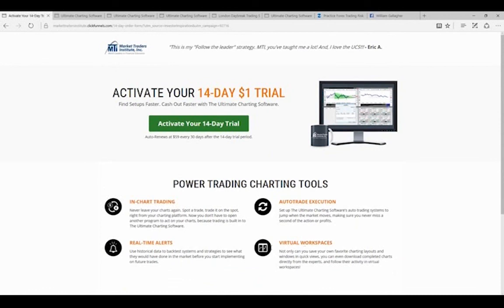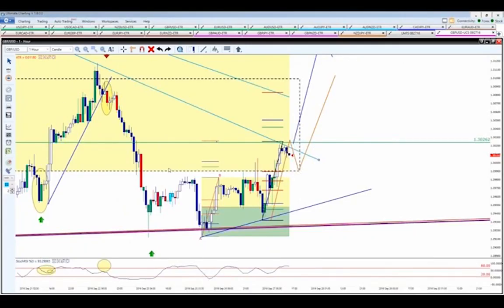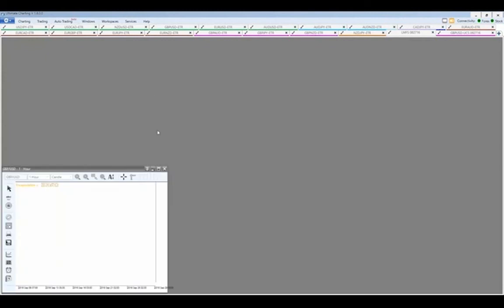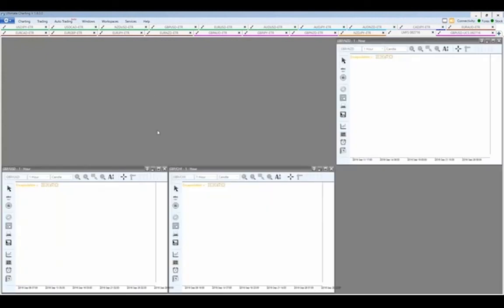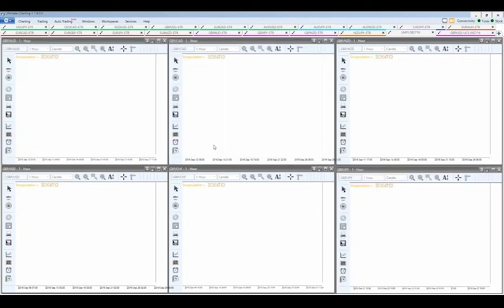Somebody just asked about the charting platform. Yeah, you're literally going to be downloading the trial, the actual charting platform. So you'll physically get the charting platform on your computer. You'll be able to download 3 workspaces from Joshua as well. I think one of them is that London Daybreak workspace, and you'll also get 2 other ones. So you download the charting platform and take it for a $1 test drive.